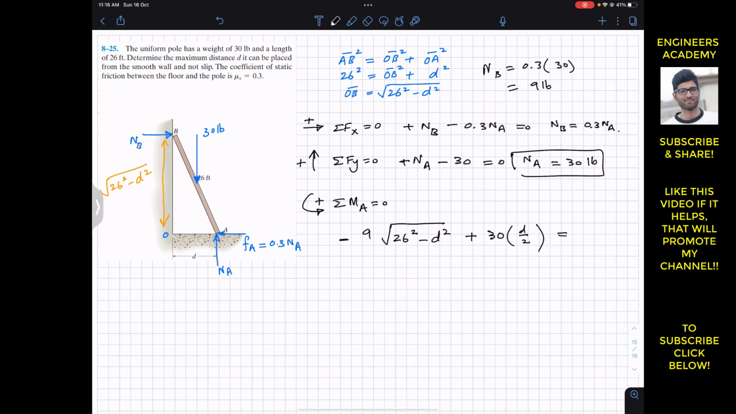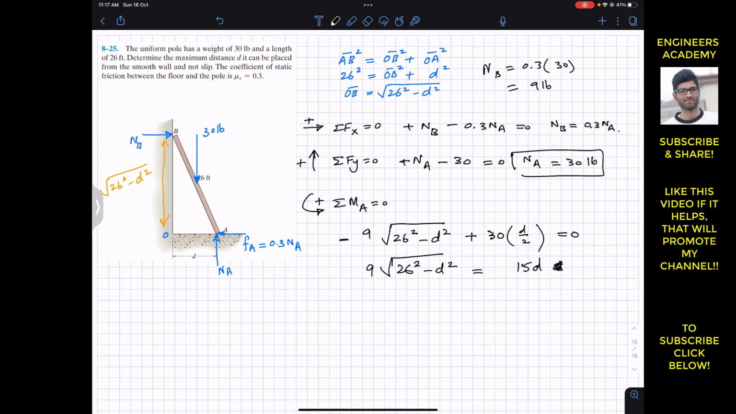And this is equal to 0. Now minus 9 into the square root of 26 square minus d square, and this will become minus into d divided by 2. Minus will cancel out, and this 30 divided by 2, this is 15. So this will become 15d. So we have the equation like this now. This is 15d.